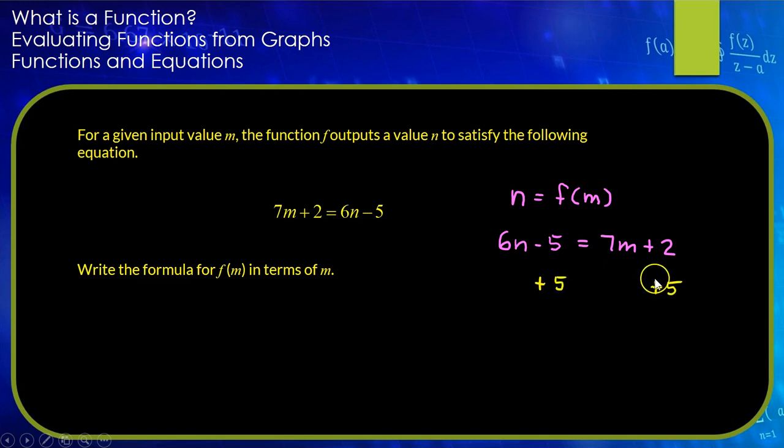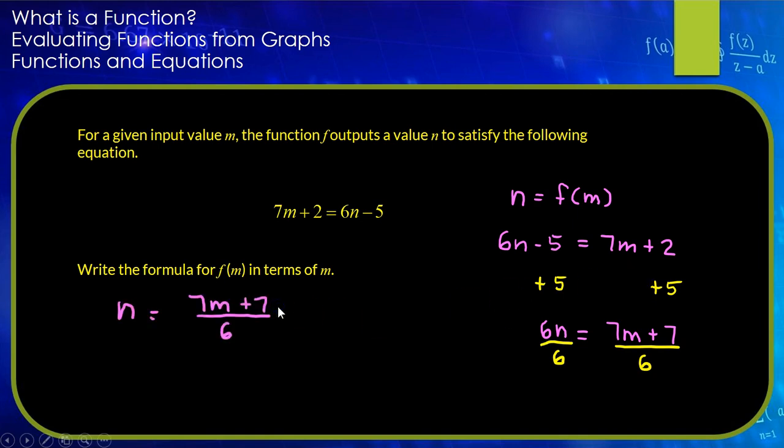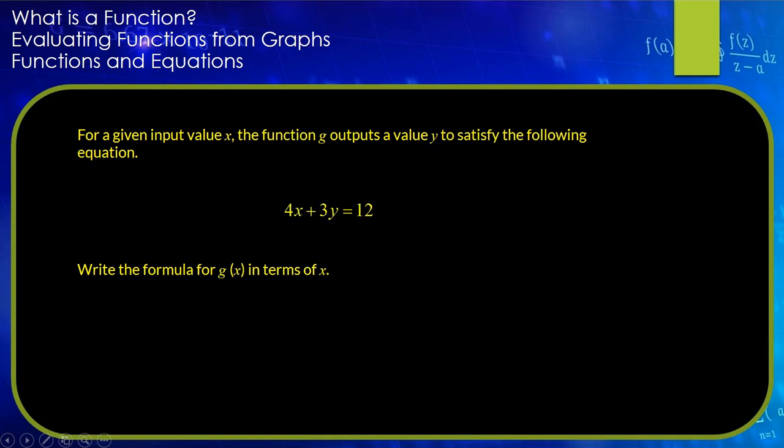I'm going to add 5 to both sides of this equation to get that 6n equals 7m plus 7. And then to get n alone, I would divide both sides by 6, which means that n is going to be (7m plus 7) over 6. But remember, n is the same thing as f of m. So f of m equals (7m plus 7) over 6, which is a legitimate answer. Oftentimes, though, they will distribute this division of 6, and you'll see it written more along the lines of 7/6 m plus 7/6. So now try the same thing with this circumstance.